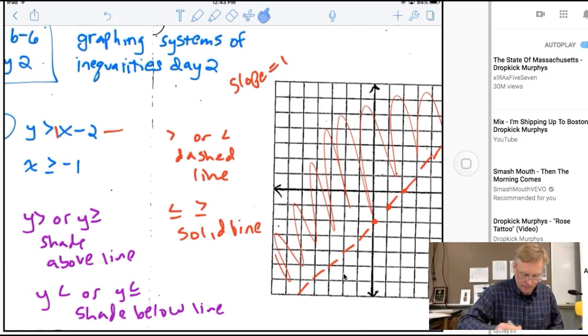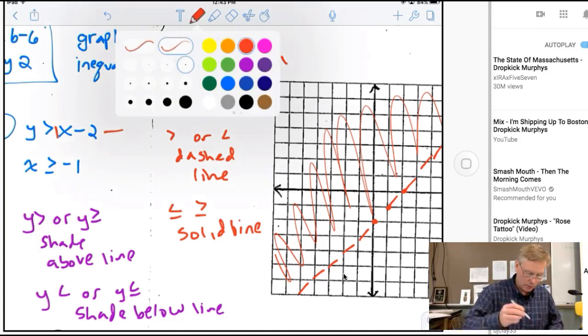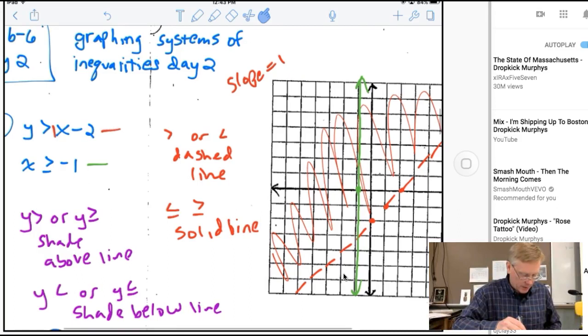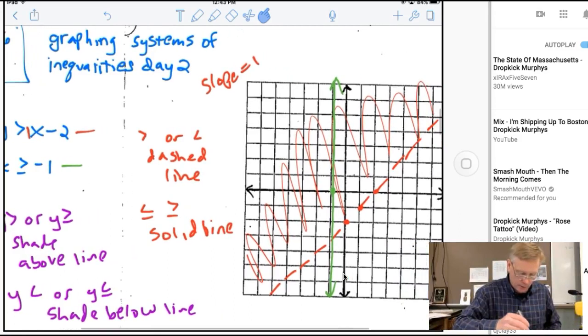The other one, x is greater than or equal to negative 1, well, that's just a vertical line, and I'm going to do this one in green. It goes through negative 1 on the x-axis, and it's straight up and down. That one's going to be a solid line. And then the numbers on the x-axis that are greater than negative 1 are on the right. You can always just pick one, say that point right there, which is 4. That's greater than negative 1, which means you're shading that entire side of the graph.